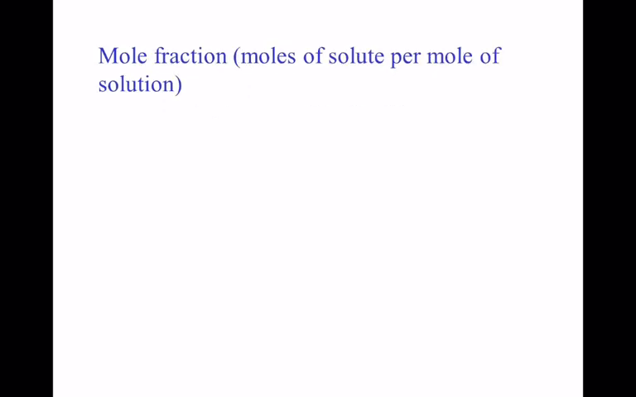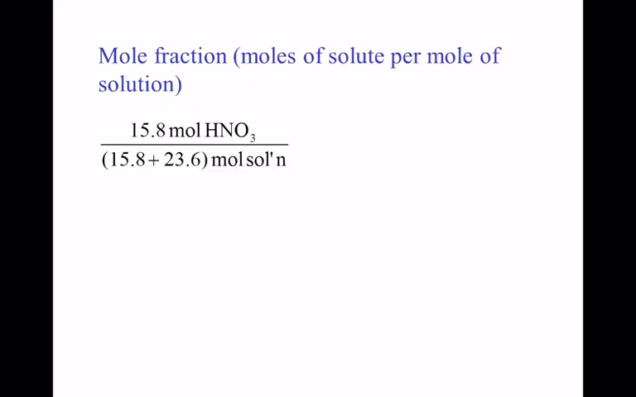And last but not least is the mole fraction. So we take in the numerator, we have the moles of solute, which is 15.8 moles of HNO3, divided by the total moles, which again is that 15.8 moles, plus the 23.6, which is the moles of H2O. The moles are going to cancel, I think, leave it just unitless. So the mole fraction of HNO3 is 0.401. And that's it.